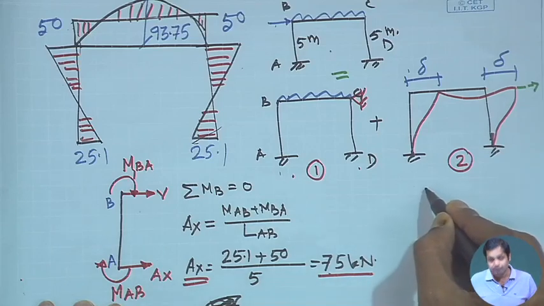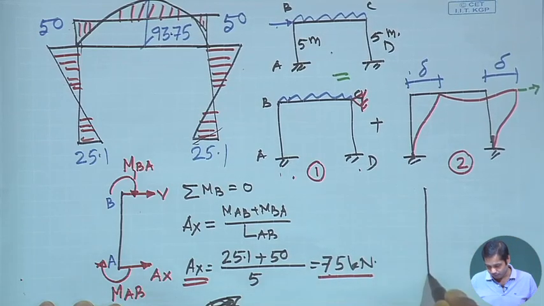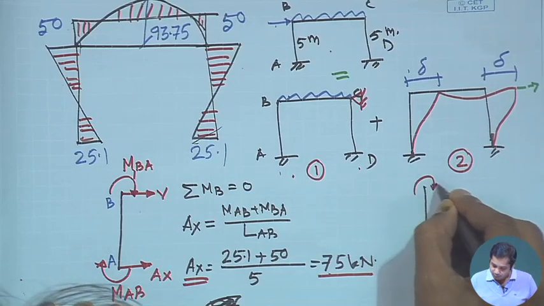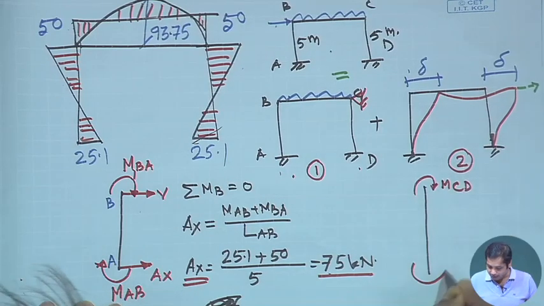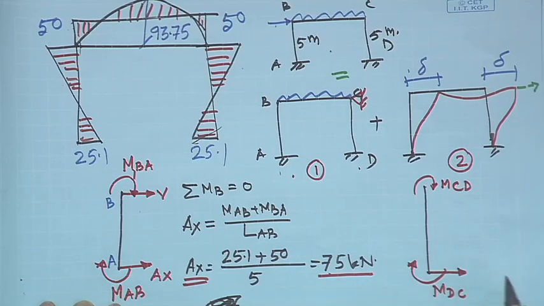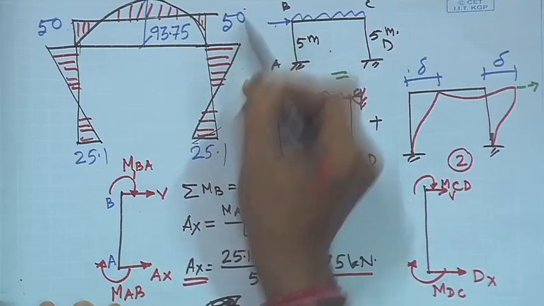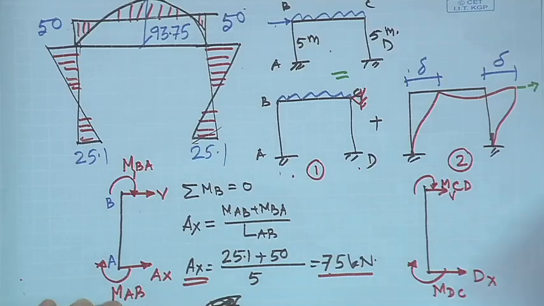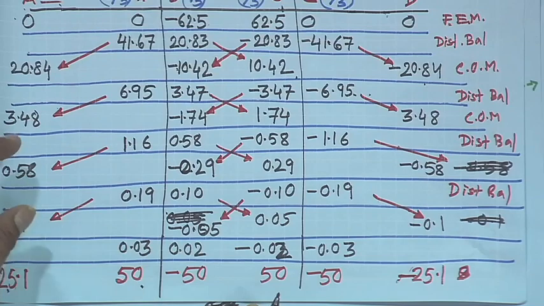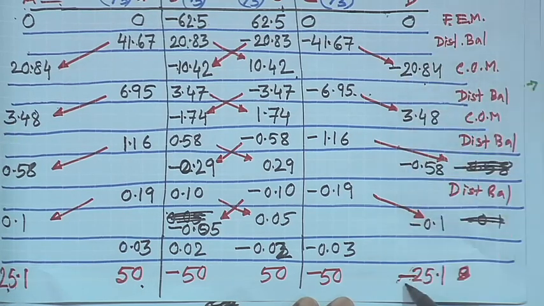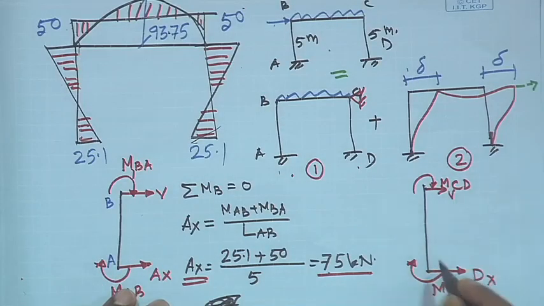what would be the free body diagram of CD? It will be this, and then there is a moment here which is MCD, and then another moment here which is MDC, then the vertical and horizontal reaction which is Dx, and then another force V, the shear force. You take moment about this, and what is the moment? Here it is minus 25, here it is minus 50. Okay. These are minus, not plus.